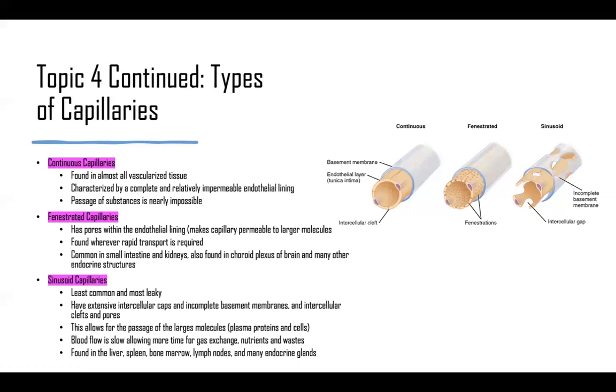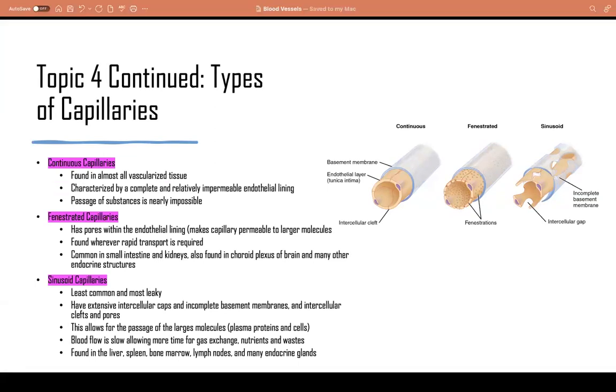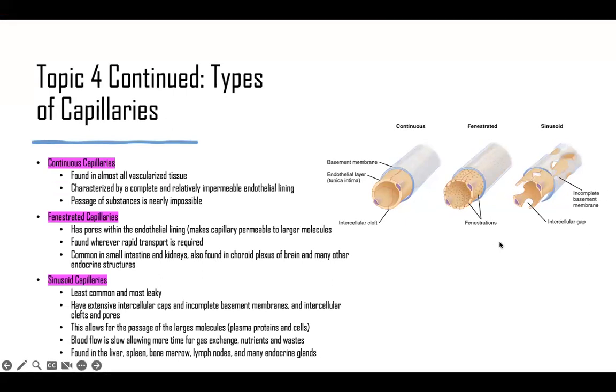Finally is the sinusoid capillary, and they are the least common and the leakiest type of capillary. They have extensive intercellular gaps and incomplete basement membranes, as well as intercellular clefts and fenestrations, which again are those pore-like openings. And as you can see by the image, it almost looks like Swiss cheese, kind of, with how big the openings are. That's kind of how I've learned to remember it. And these pores allow for passage of the largest molecules, including plasma proteins and even cells.